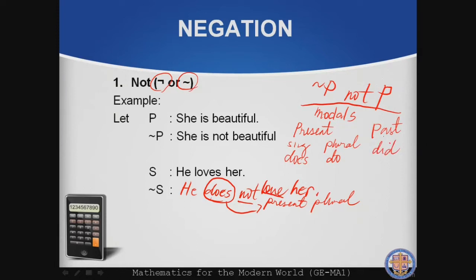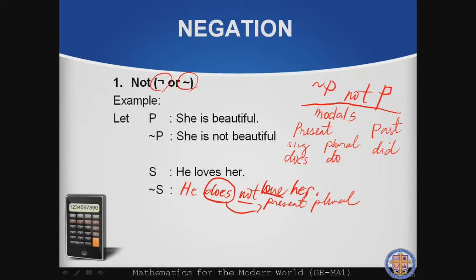Okay? So does agrees with a singular noun or pronoun, like teacher does, she does, he does. Then do agrees with a plural noun or pronoun, like teachers do, they do. But the did past tense form can agree to singular or plural noun, like teacher did, teachers did, they did, he did, she did. All of them are correct.